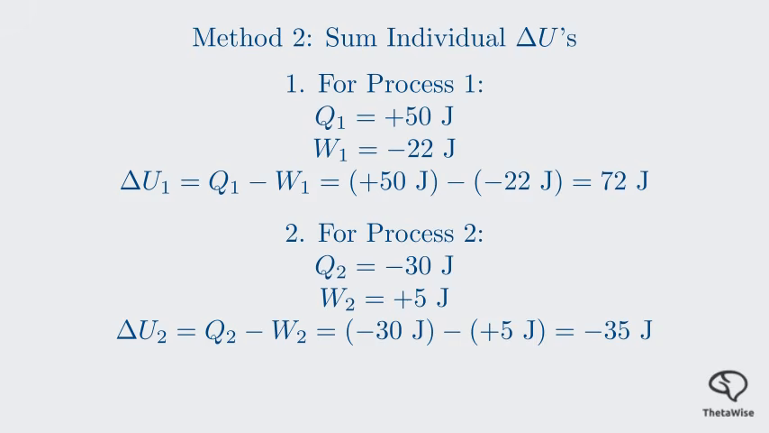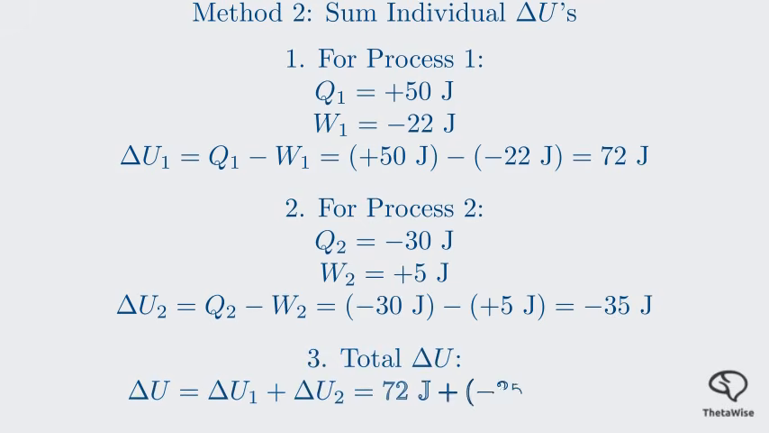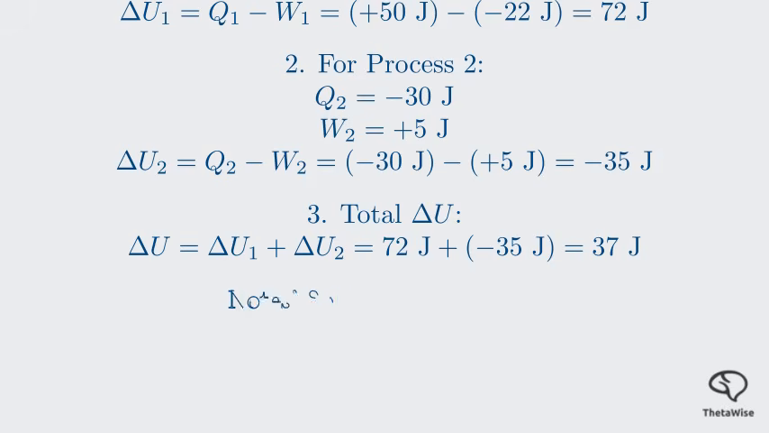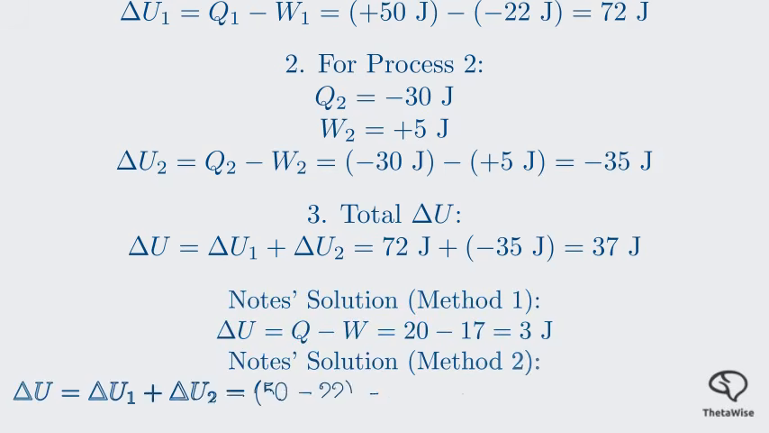Now, we add these individual changes to get the total change. The total change in internal energy is 72 plus negative 35, which is 37 joules. This matches the result from our first method. Now let's compare with the solution in the book. The notes also use two methods, but the calculations are different. This indicates another inconsistency in the provided solution. It appears the notes might be using a different sign convention for work or have an arithmetic error in the second method. Let's verify our own answer.